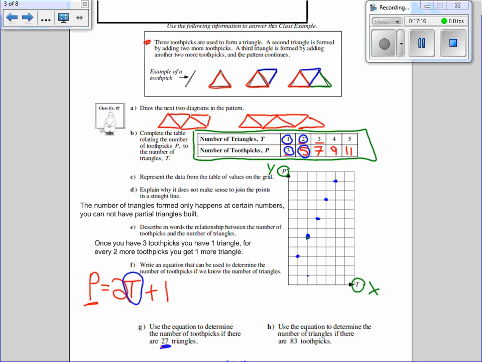You have P equals 2. And whenever we replace a letter with a number, we put brackets. So bracket 27 and plus 1. We've taken our equation, we've changed T to be 27 because they told us how many triangles we had, and then we used brackets. Those brackets mean multiply. So if you put this thing in your calculator exactly like that, 2 bracket 27 bracket plus 1, that will tell you how many toothpicks it takes to make 27 triangles. The answer is 55 toothpicks.